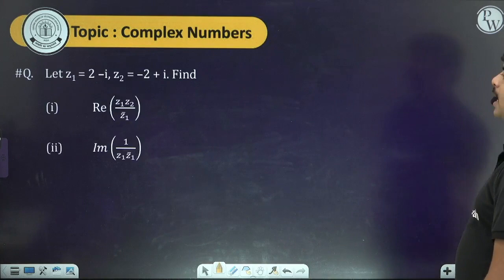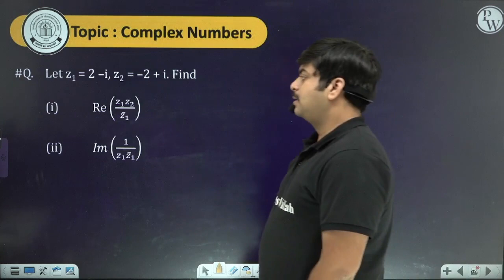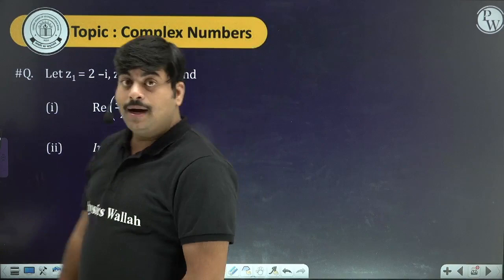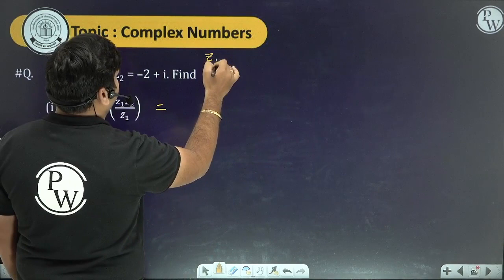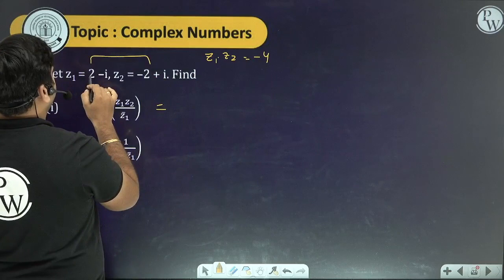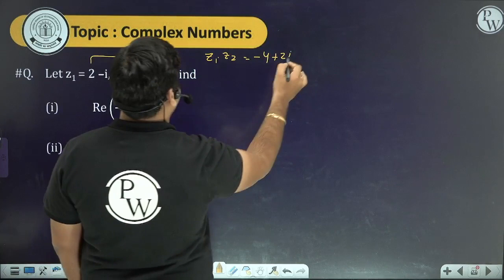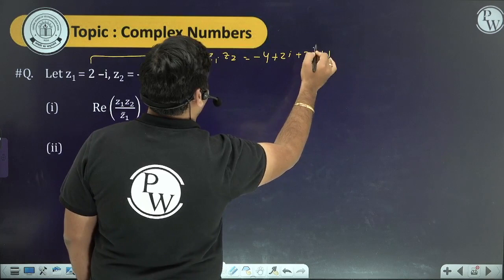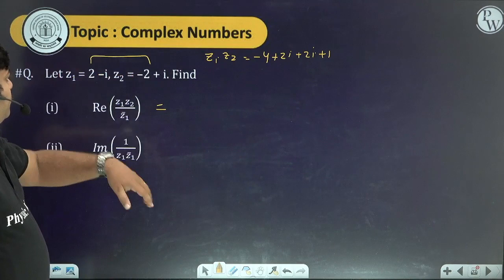Okay, people, so we need to find the real part and imaginary part of Z1 into Z2 by Z1 bar. So we need to find Z1 into Z2. Let us try to find out. 2 into minus 2 is minus 4, and 2 into i is plus 2i. Minus i into minus 2 is again plus 2i, right? Minus i into plus i is minus i square, which is plus 1. Please do it carefully. Try to bring what is Z1 into Z2.